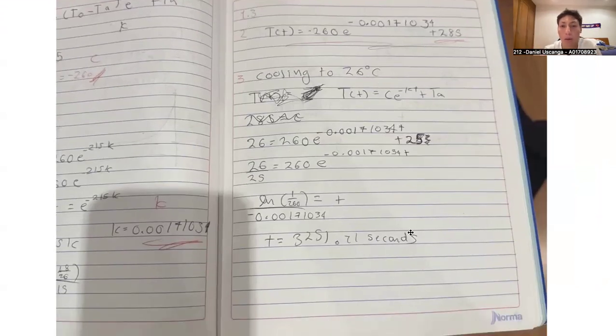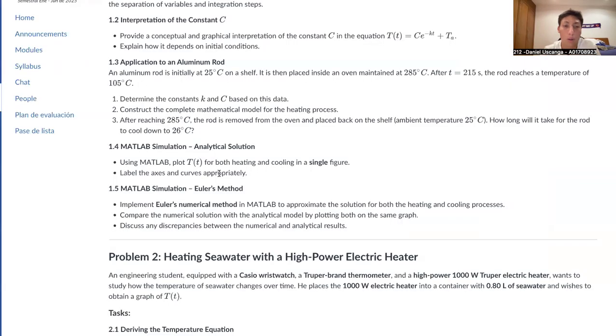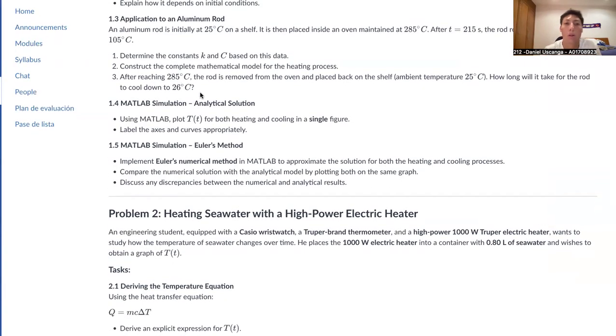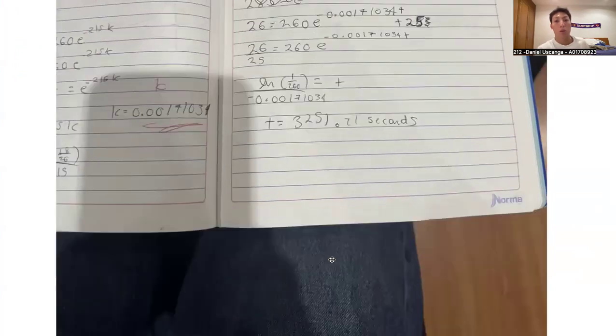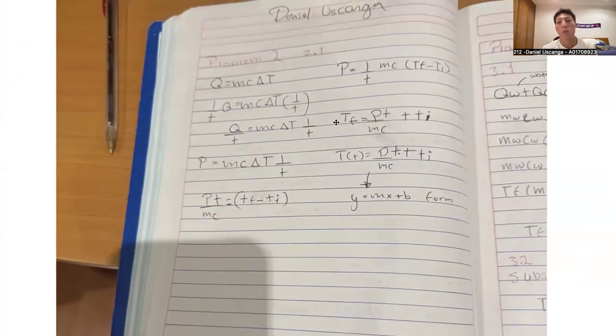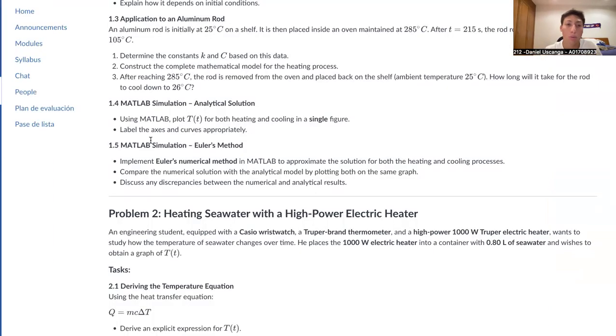Then we have our third problem, in which they ask us the time it will take to cool down. And we just solve for t our mathematical model. We have it with our own data. In order to get that, it will take 3,251.21 seconds.